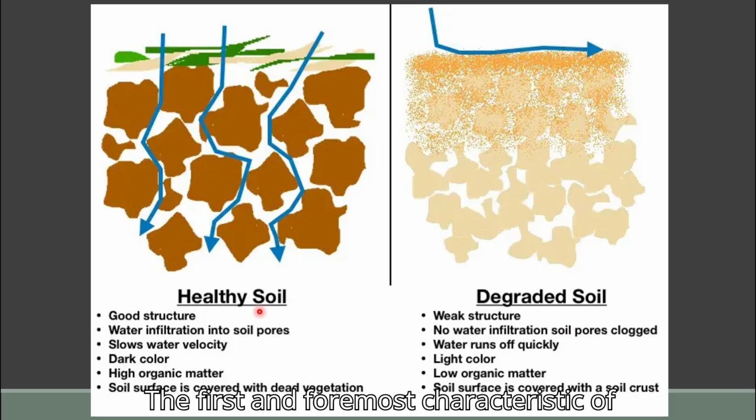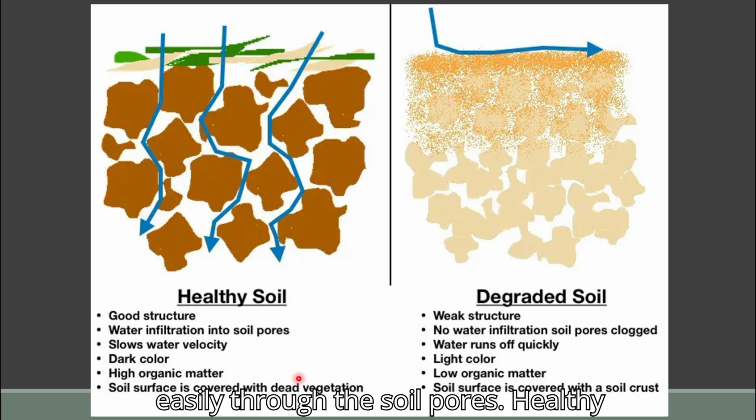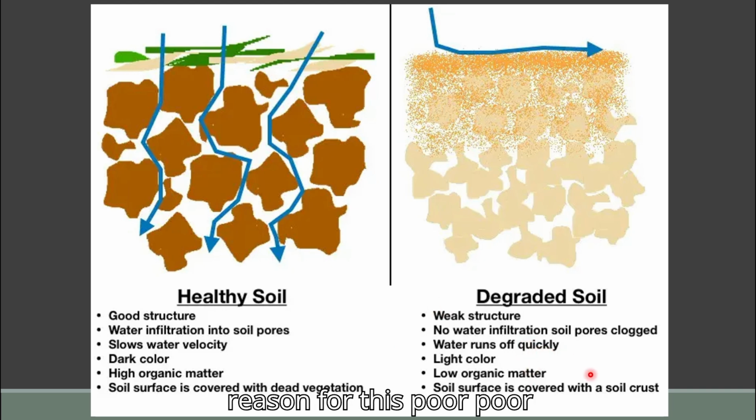The first and foremost characteristic of a healthy soil is good structure. It should have a good soil structure where water can move easily through the soil pores. Healthy soil has a high amount of organic matter, so it looks darker in color. Whereas all these characteristics are opposite in the degraded soil, as we can see in the picture. The main reason for poor water infiltration, erosion, etc. in degraded soil is that it has a weak structure.